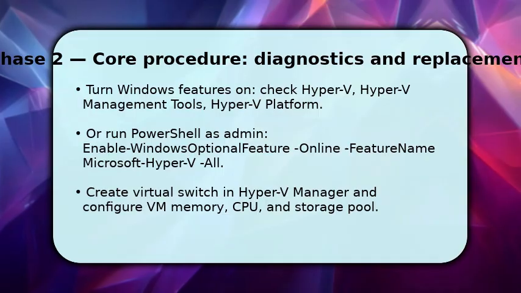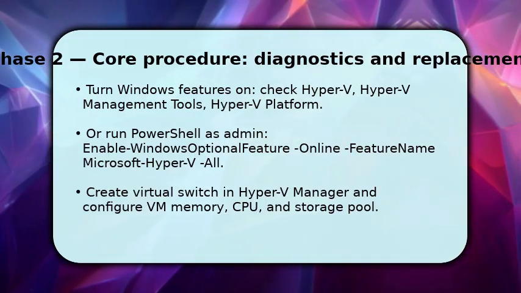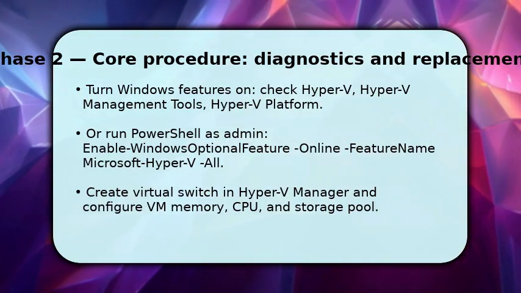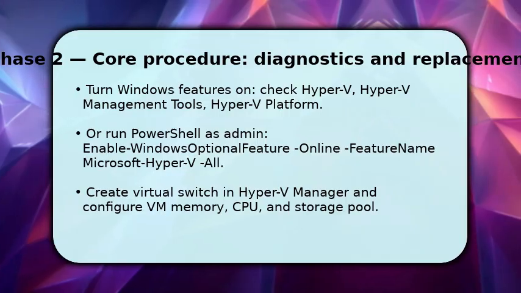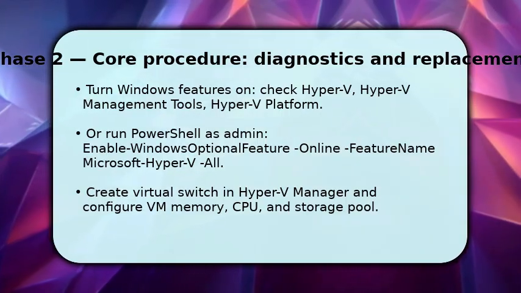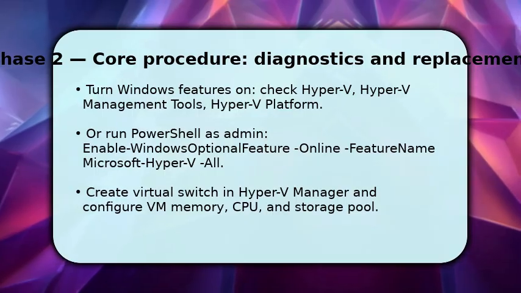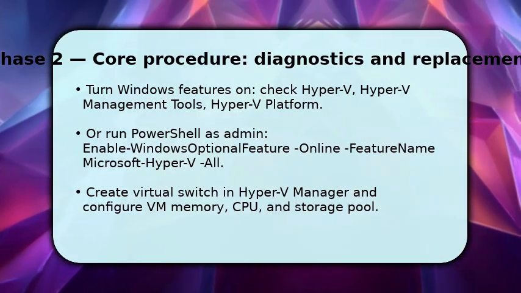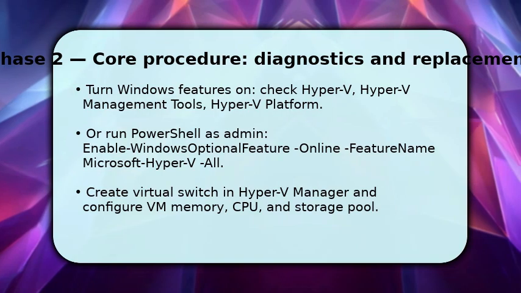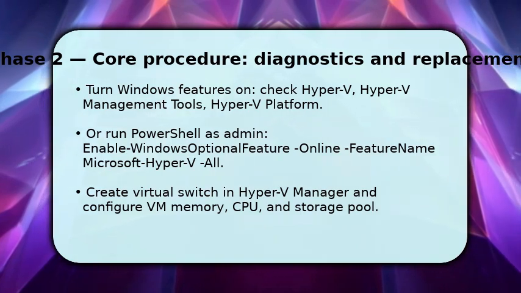Once Windows returns, open Hyper-V Manager, create a virtual switch for network access, and set up storage locations. Configure VM settings, assign memory, virtual processors, and attach an ISO. These steps prepare the host and network so virtual machines will boot reliably.